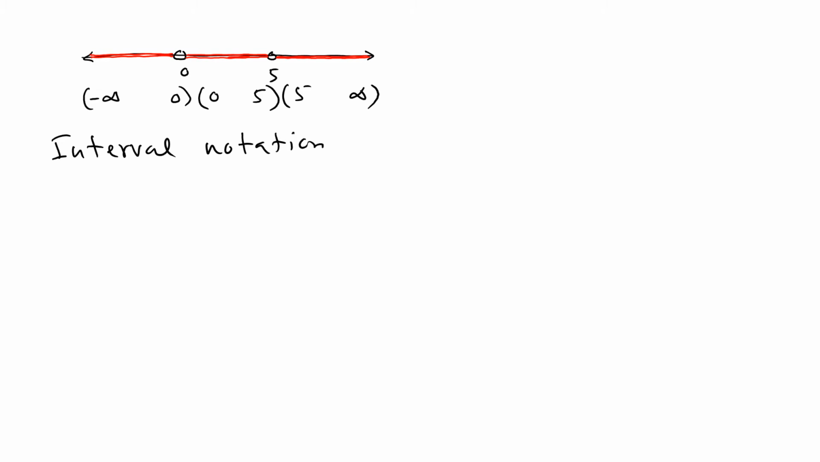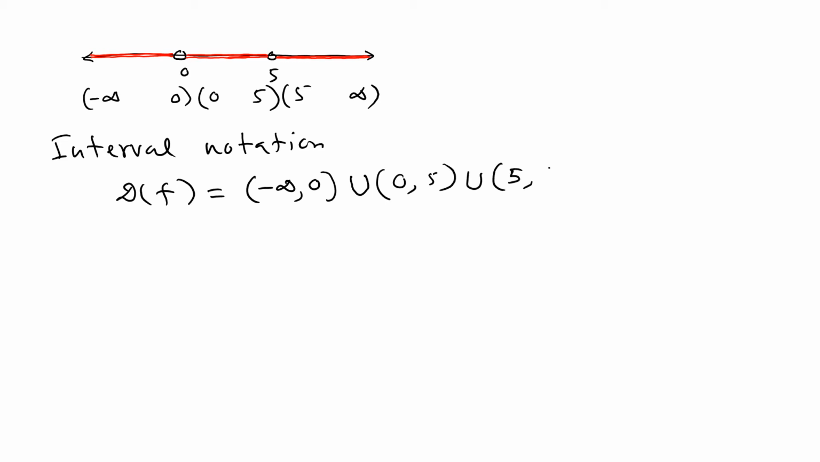So the domain of f is equal to negative infinity to 0, and then union means OR. That means you can pick any of them, and any of them is true. So 0 to 5, and the union, and 5 to infinity. This is union.